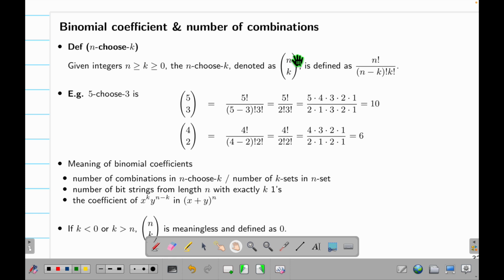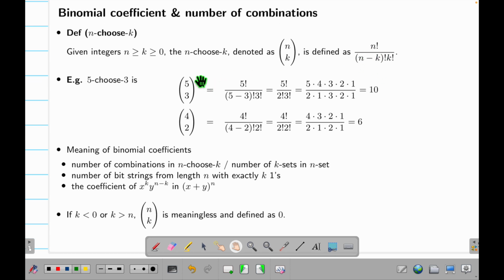So you write n choose k in this form, and it's defined as n factorial divided by k factorial times n minus k factorial. This is just the definition. So 5 choose 3 is 5 factorial divided by 5 minus 3, so 2 factorial, and then 3 factorial, and it's 10. Same for 4 choose 2. So what is this number? It means n choose k.